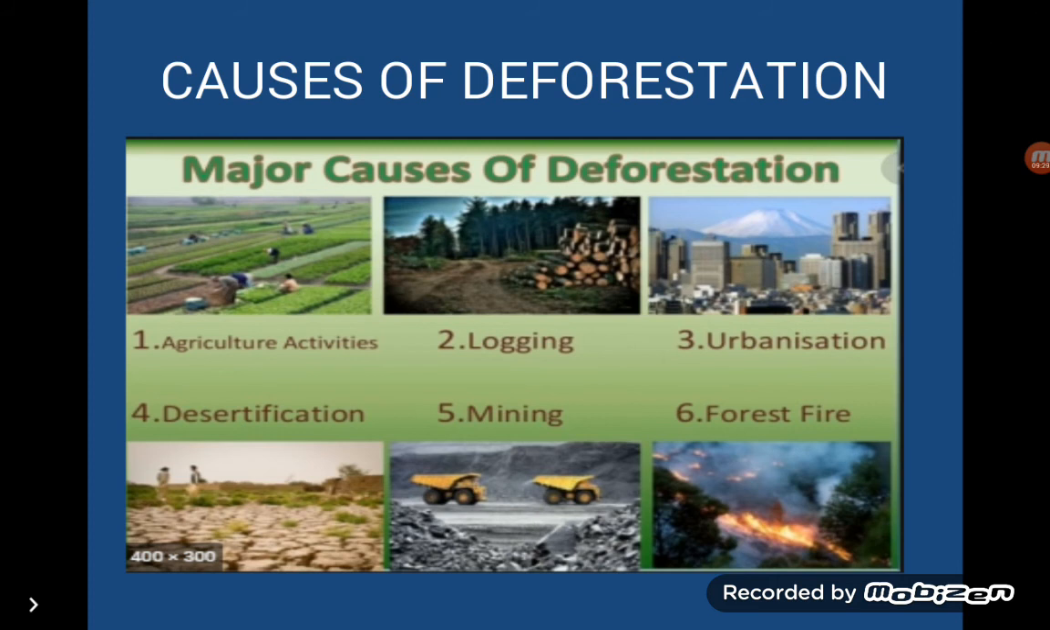Causes of deforestation. First of all, what is deforestation? The large scale cutting down of trees is called deforestation. So what are the major causes of deforestation? Agricultural activities, logging, urbanization, desertification, mining, forest fire. These are all the major causes of deforestation.